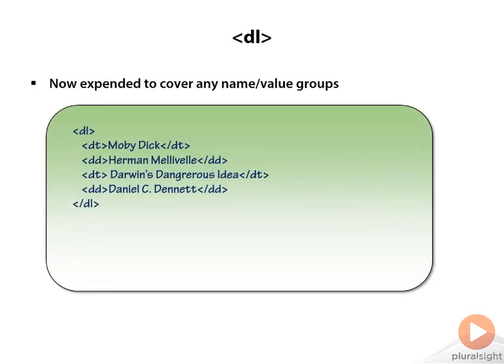The DL tag is used for terms and descriptions, and so a classic usage is as a glossary. Each term is surrounded by DT tags, and each description by DD tags. Many HTML5 experts are now extending the DL tag to any name-value pair, although that's more controversial.